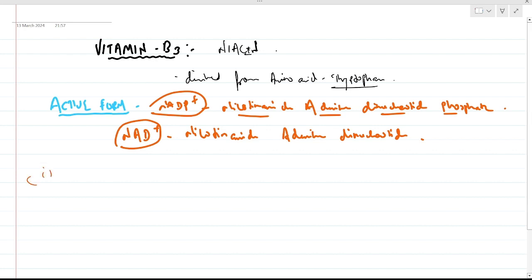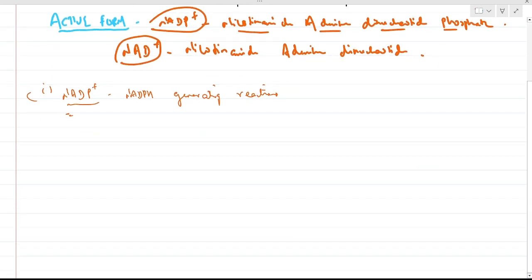So now we are going to see the enzymes requiring NADP+. The NADP+ requiring enzymes are the NADPH generating reactions. The basic concept we want to know is that NADP+ requiring enzymes are the enzymes which are involved in NADPH generating reactions. So now we are going to see which are the reactions.